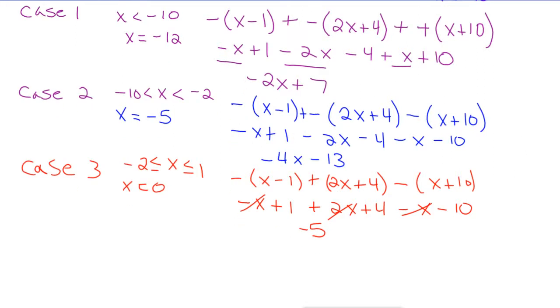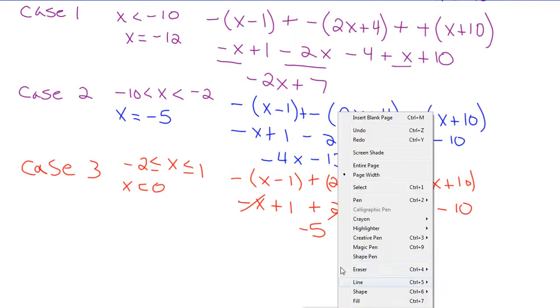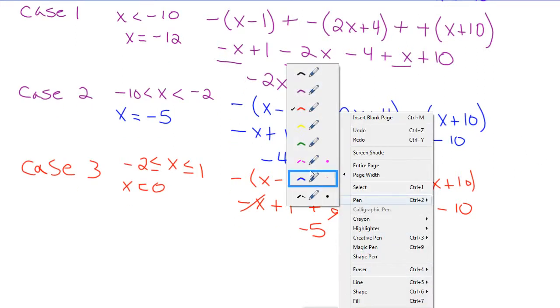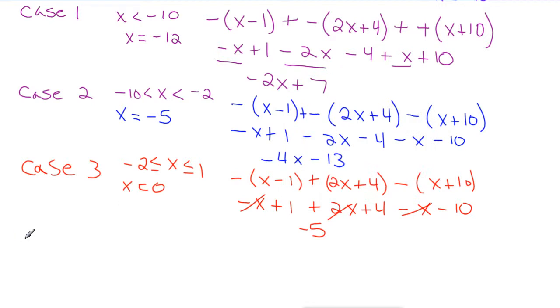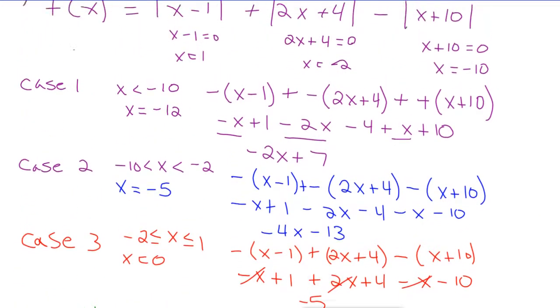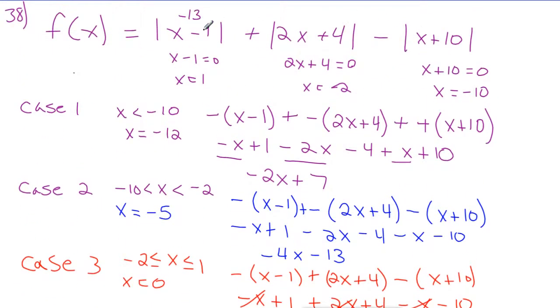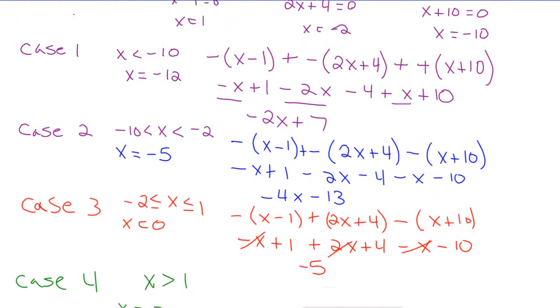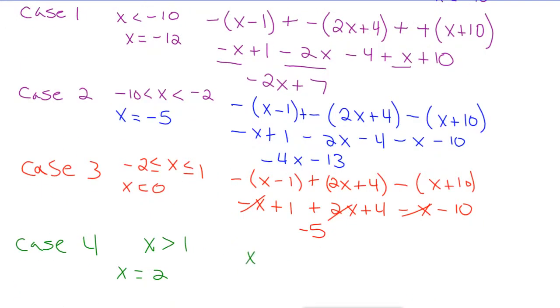Alright, and then let's do our last case here. So again, let's switch our color. So case 4 is going to be when x is greater than 1. So in this case, I'll just choose something like 2. So let's try this out. Let's go back up to the top. 2 minus 1 is positive, so that's just going to stay x minus 1. So we leave that as x minus 1.